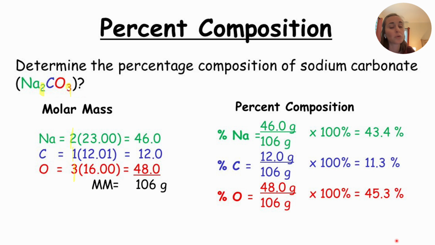So this is pretty straightforward. It doesn't require any converting or any additional steps. You just have to make sure that you're paying attention to these subscripts so that you don't just report a molar mass of just 1 sodium. In this compound, you have 2 sodiums, so you have to report for both of those.